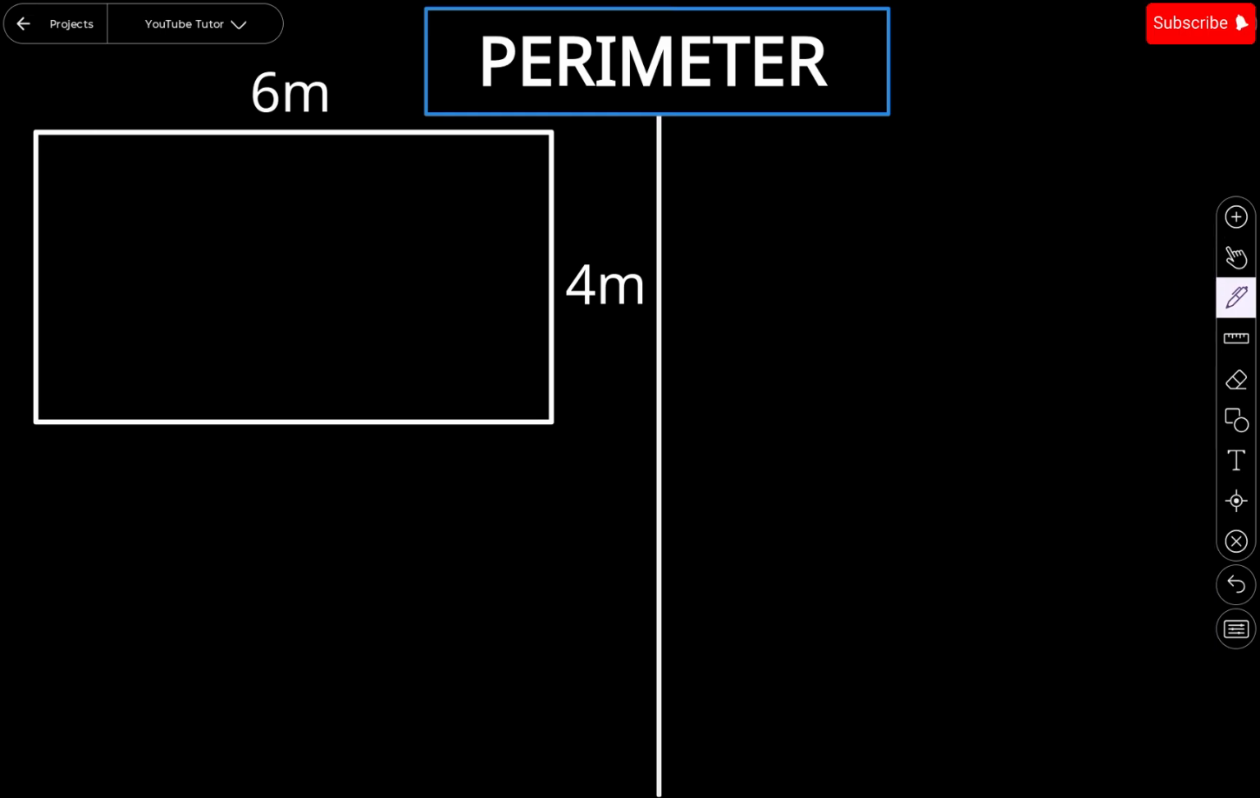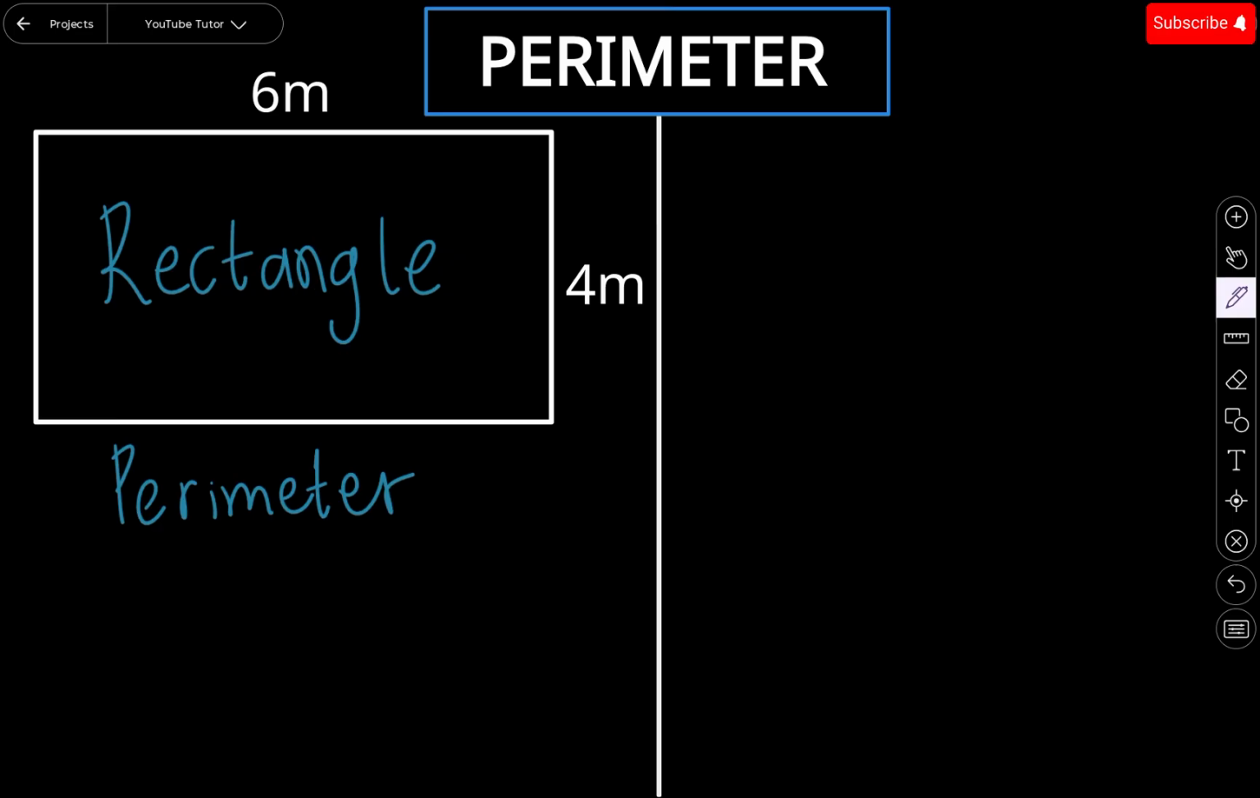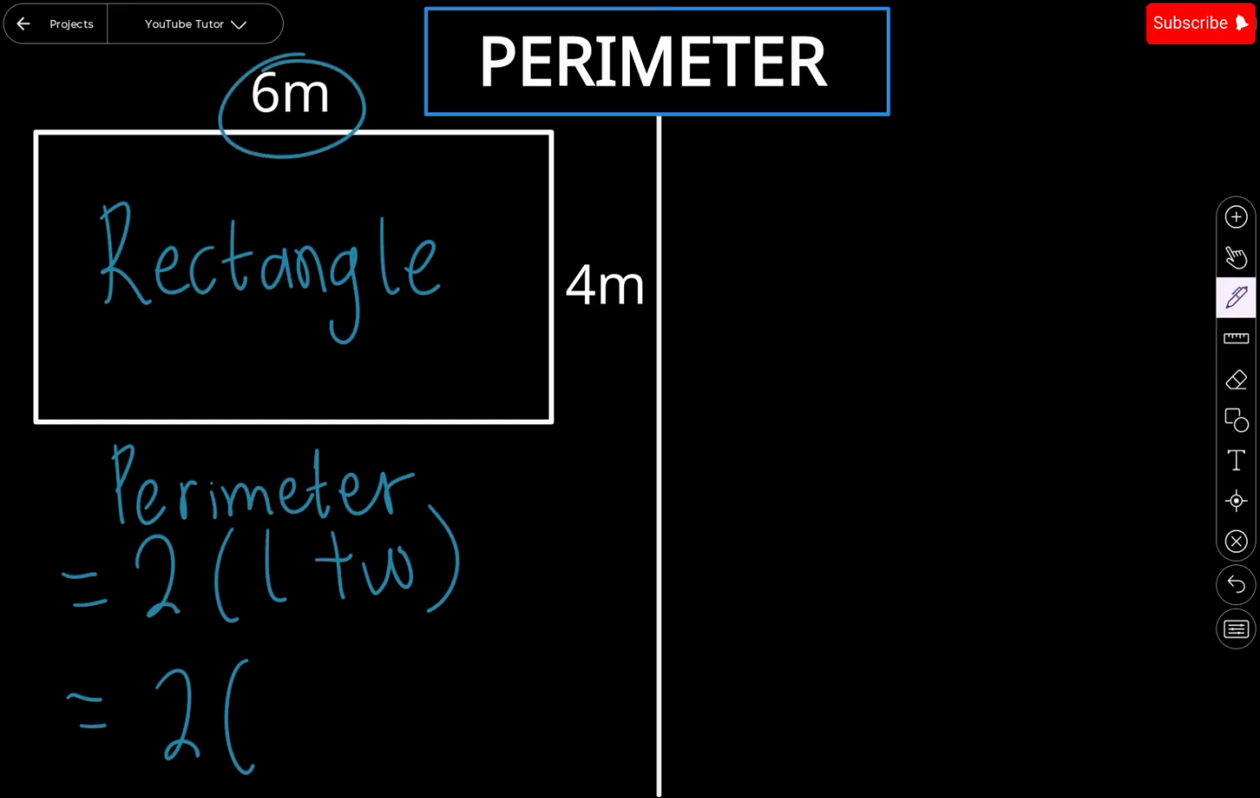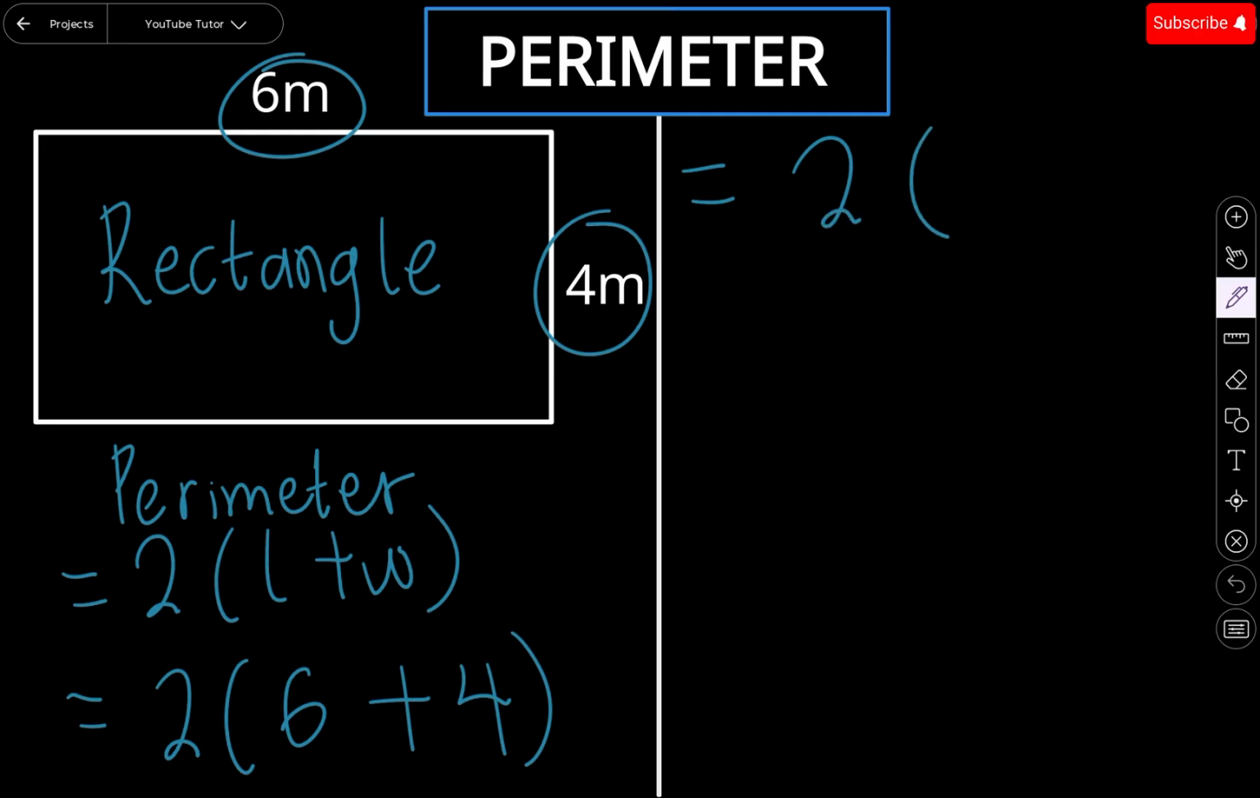Now, we have perimeter. And the first thing we need to do is determine the shape we have. Now we know this is a rectangle. That means we are going to use our perimeter formula. Okay, so now we have 2 times L. L is the length, which is the longest side, 6, plus this side, 4. Now, 6 plus 4 gives us 10. Now 2 times 10 gives us 20 meters.